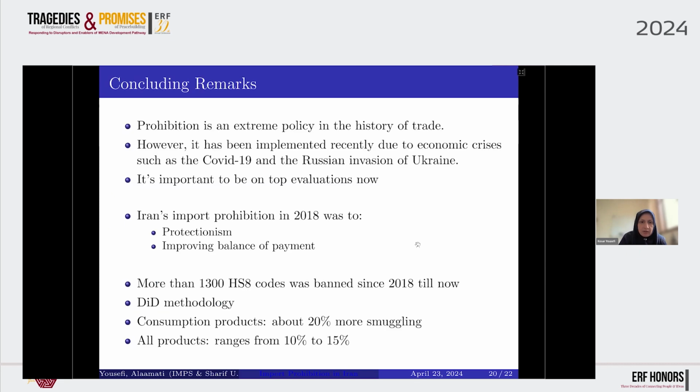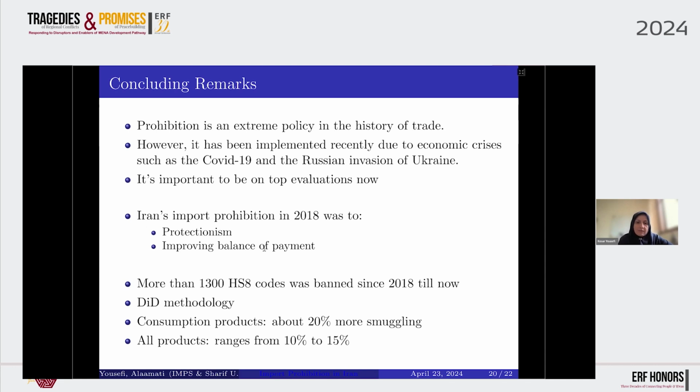And if I want to conclude, prohibition is an extreme policy in the history of trade. We hadn't seen that much prohibition in recent decades, but in the last few years, we have had some cases of prohibition. That's an alarm to globalization, an alarm to free trade.